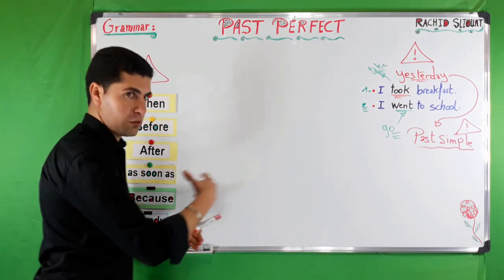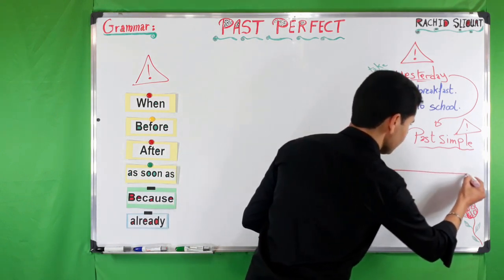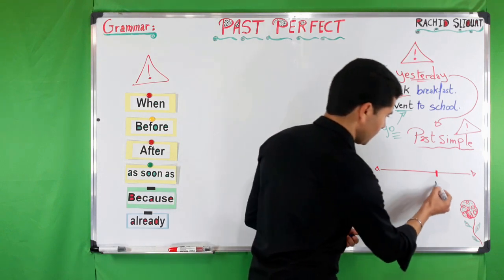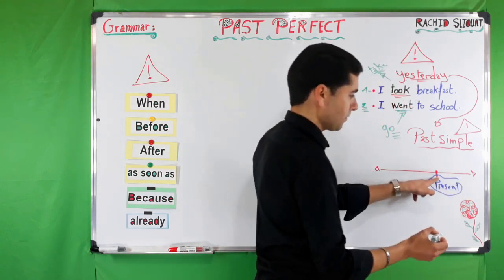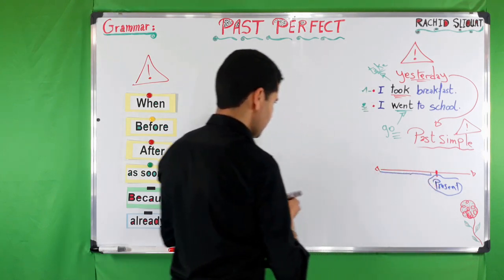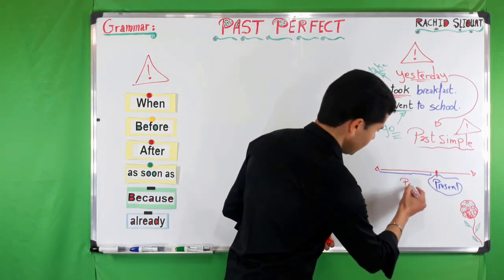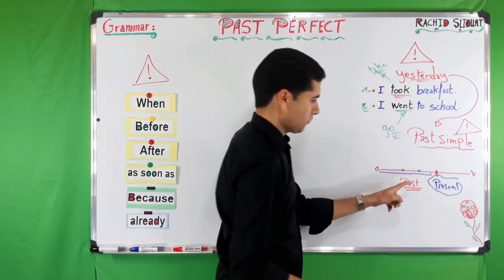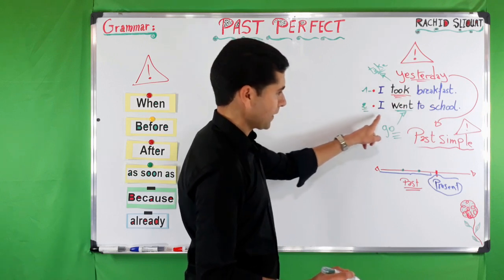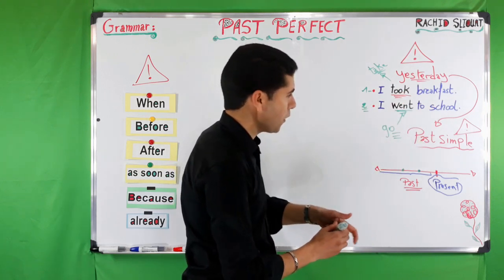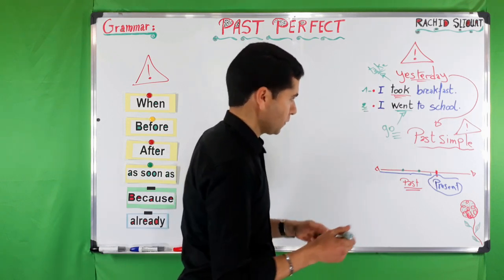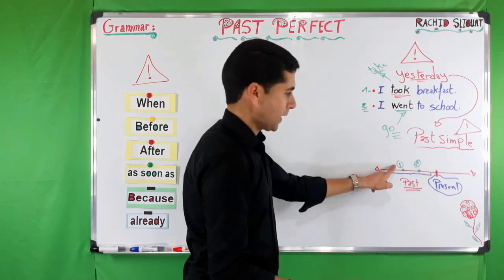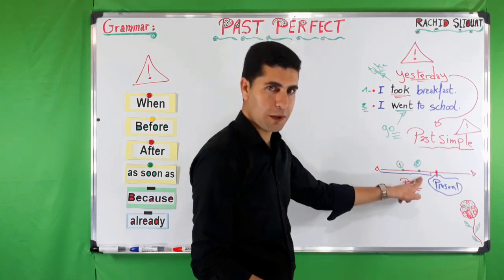Now let's try to explain this in a very simple timeline. Suppose this is the present, and this is the past. Now here we have two actions. One is I took my breakfast, and number two, I went to school. So which one is supposed to be number one, and which one is supposed to be number two? This is for number one, and this is for number two. So number one, I took my breakfast, and number two, I went to school.